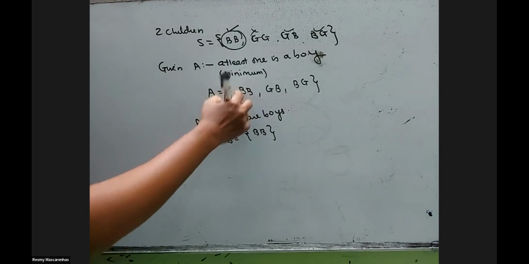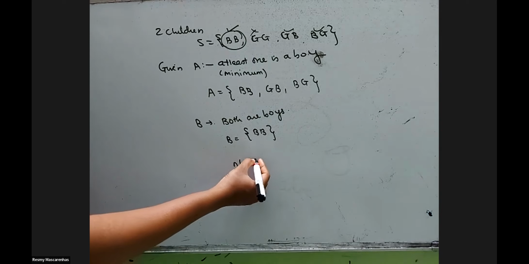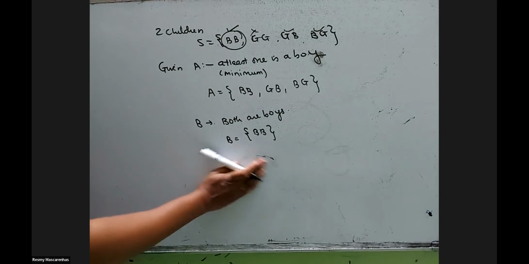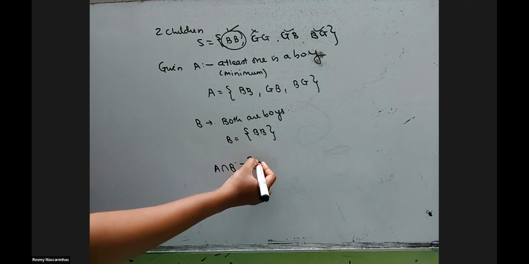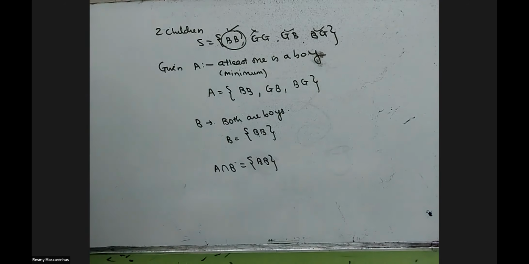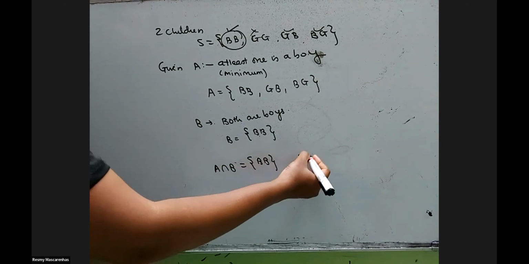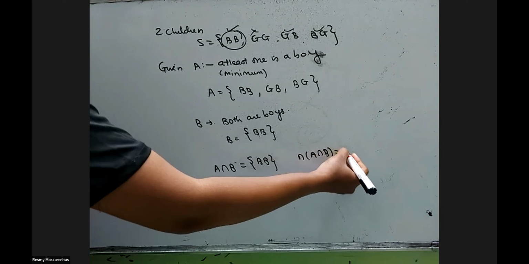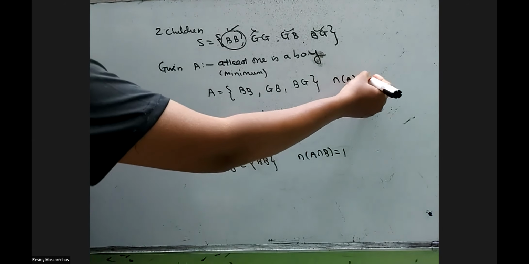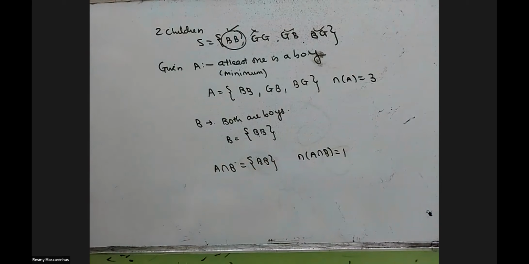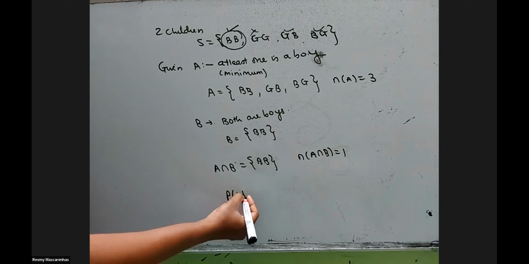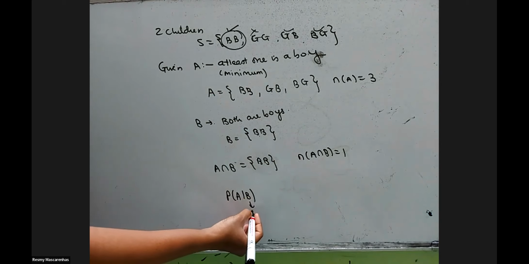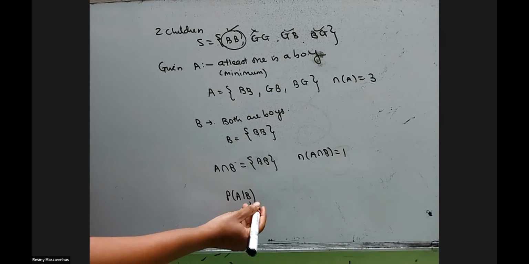So we'll find the intersection. Intersection we will need while solving the problem. The only common element is B, and the number of elements in here is 1. Number of elements in A is 3. So we have to find the probability. This is given. Sorry, B upon A.